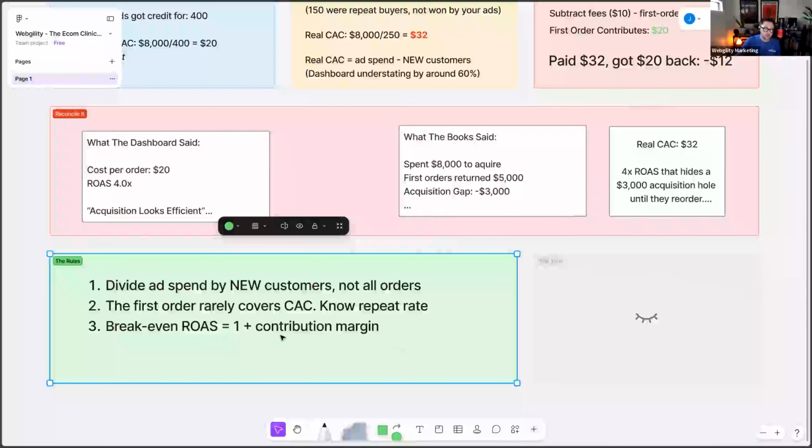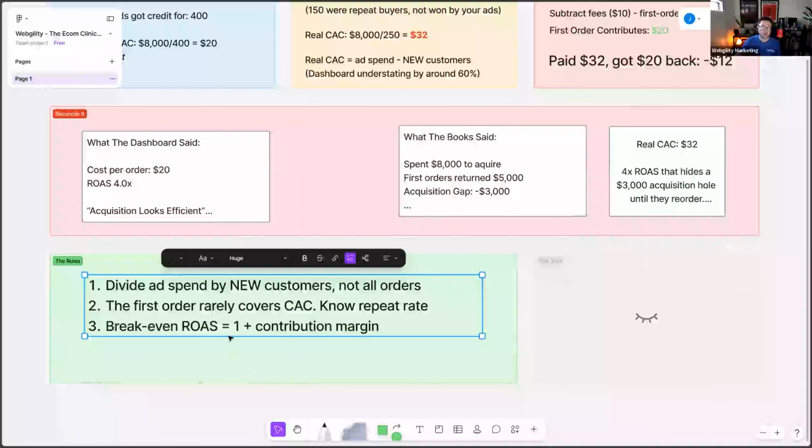But what you want to do, again, three rules. You want to divide your ad spend by new customers, just the new customers, not all of your orders. There is the slight chance that maybe you have a customer that has shopped with you before that sees an ad again or something like that and comes back and buys, but it's not a reliable way to understand your cost to acquire a new customer. So you want to look at just people that submitted new orders, and then attribute the ad spend to that specifically.